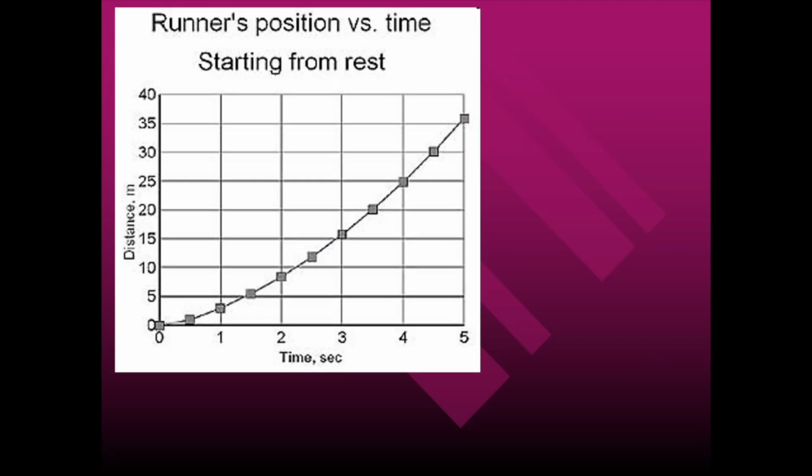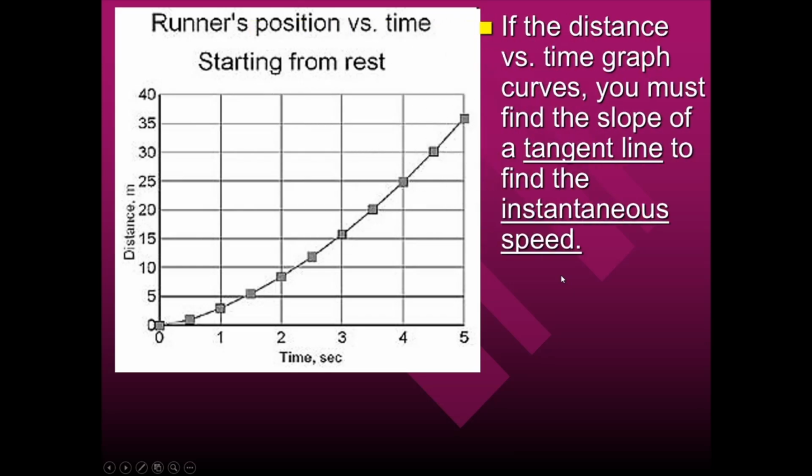So what happens when we have a graph like this where the line is actually curving upwards with time, meaning that the object that is moving doesn't have a consistent velocity? It might be speeding up or slowing down. Well, if the distance versus time graph curves, you must find the slope of a tangent line to find the instantaneous speed.